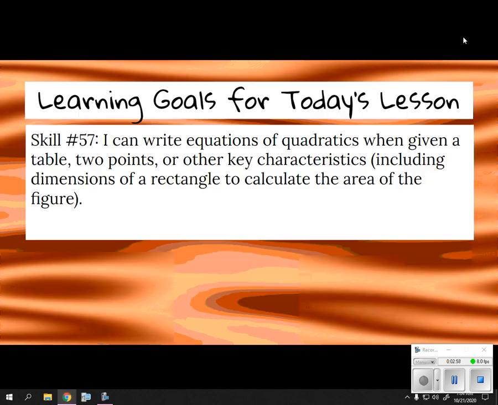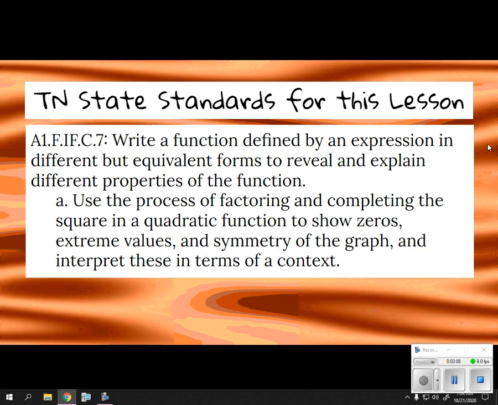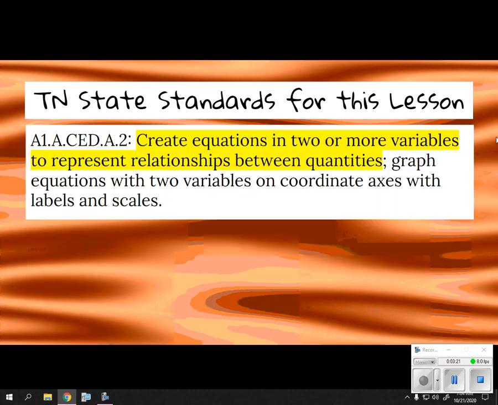All right, so here we go. I can write equations of quadratics when given the table, 2 points, or other key characteristics. We need to be able to write functions. Okay, so we're going to write the quadratic in different ways, so we can show zeros, so we can show extreme values like our max or min. And I need you to be able to create equations in 2 or more variables. And that's our equations of our graphs.